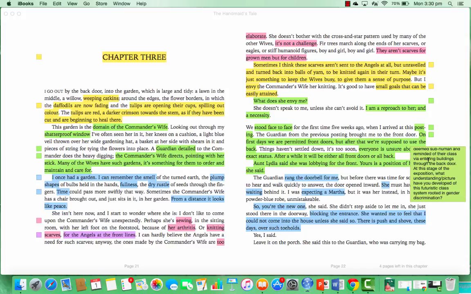So how are these expectations working in this text? To show a certain category, a certain group, their place in the world order. At this stage of the exposition, what understanding or picture have you developed of this futuristic class system rooted in gender discrimination?